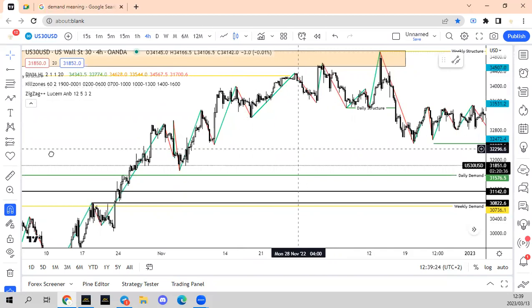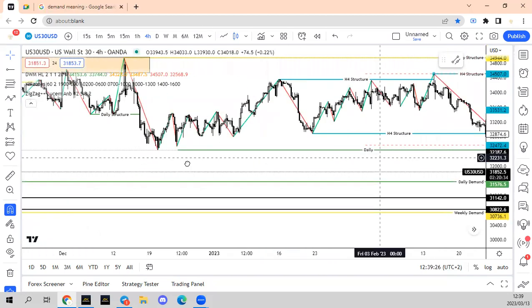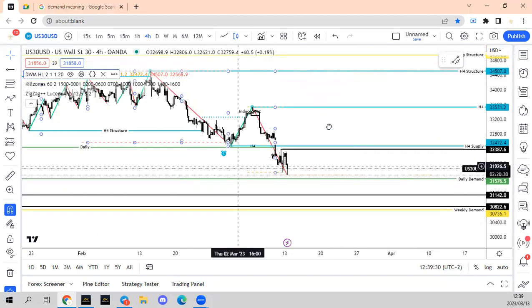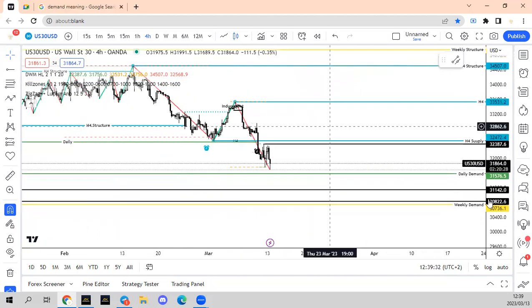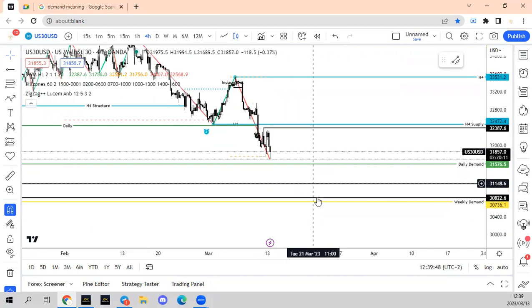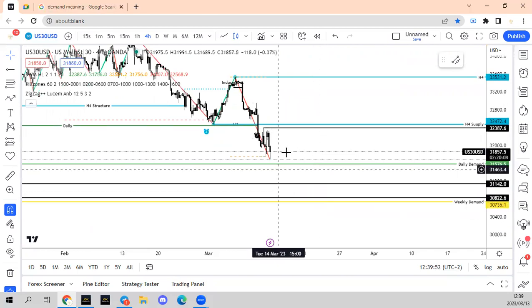So we are here now, and it's coming back to our demand, and we can already see that it's trying to create some sort of Wyckoff structure here. Meaning that they want to manipulate before they can go up. So we have this daily demand here, we also have this demand here, and this demand here. This is our point of interest.